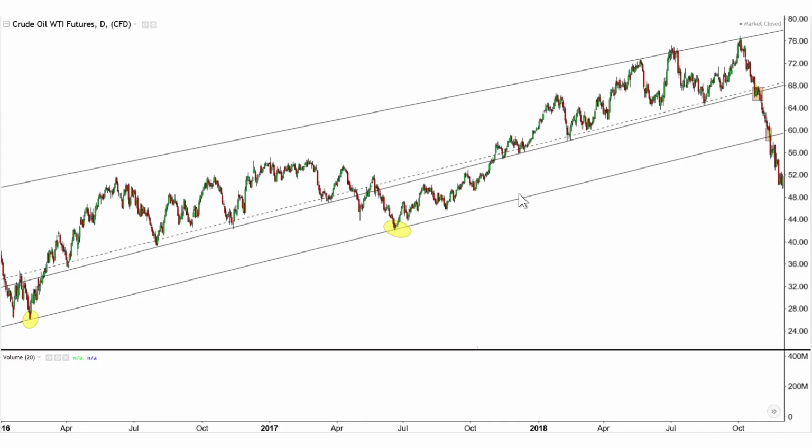Channels are to trend lines what horizontal ranges are to individual price levels. Channels can provide additional guidance to single trend lines in regards to trajectory, time, and direction in the market.